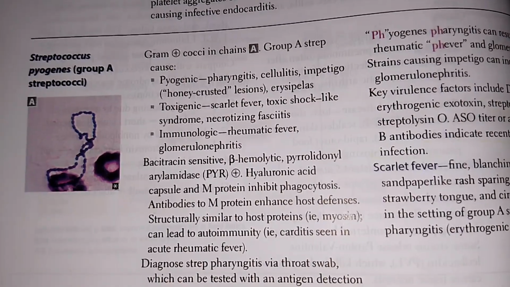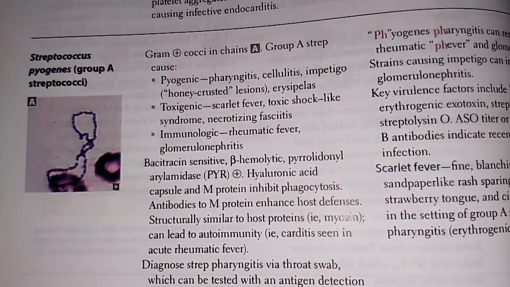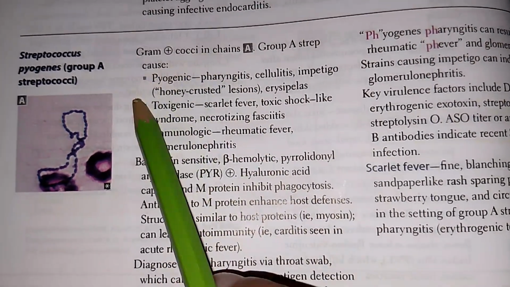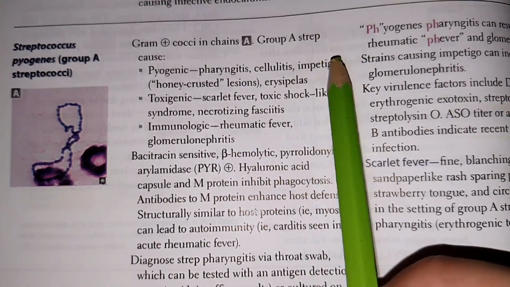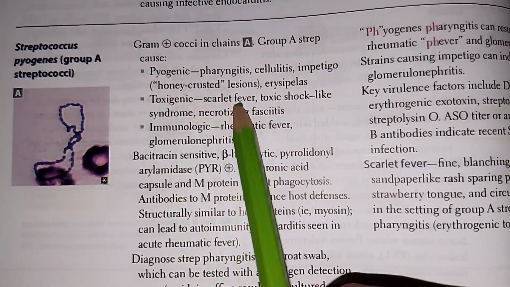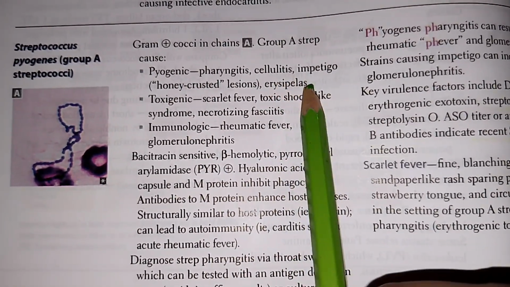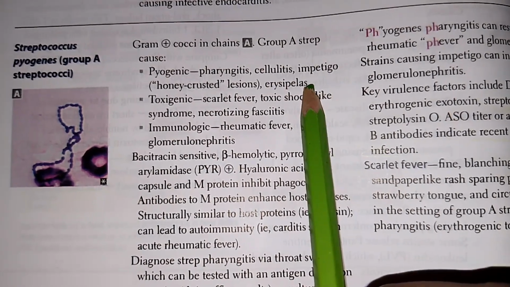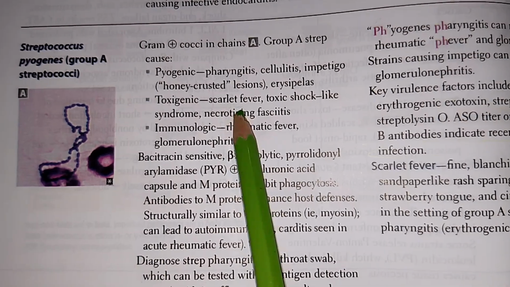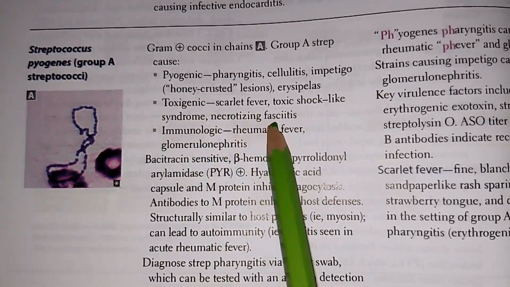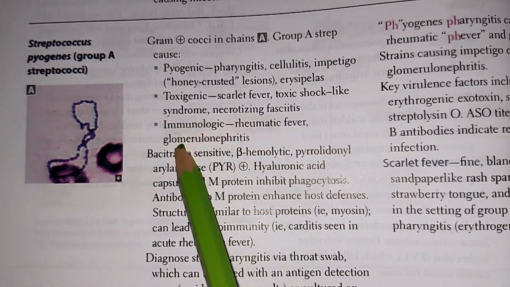Now the diseases caused by Streptococcus pyogenes. These diseases are grouped into three types. First are the pyogenic diseases, which include number one pharyngitis, number two cellulitis, number three impetigo, which are honey-crusted lesions of the skin, and number four erysipelas, which are erythematous lesions of the skin. Then toxigenic diseases include scarlet fever, toxic shock-like syndrome, and necrotizing fasciitis. And number three are immunologic diseases, which include rheumatic fever and glomerulonephritis.